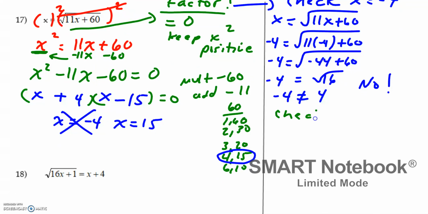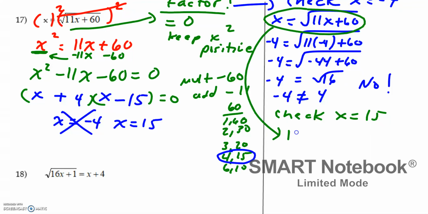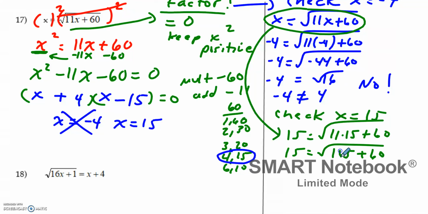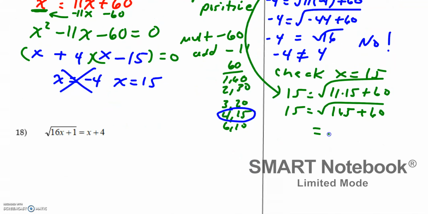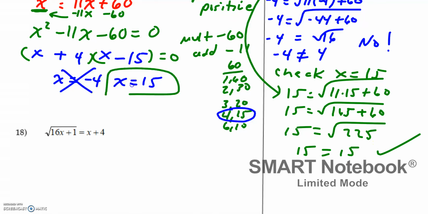If I check x equals 15 in the original equation, if I look at this and bring it down here, does 15 equal the square root of 11 times 15 plus 60? Well, 11 times 15 is 165 plus 60. 165 plus 60 is 225. Does the square root of 225 equal 15? Why, yes, it does. Hurrah! So x equals 15 works. Happy day.